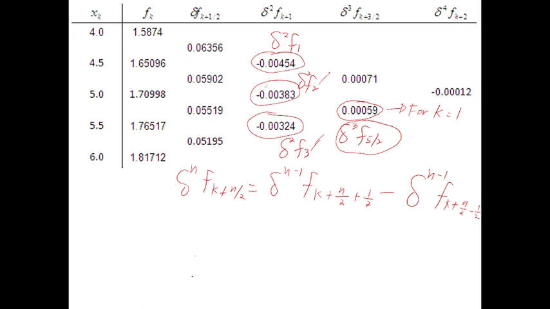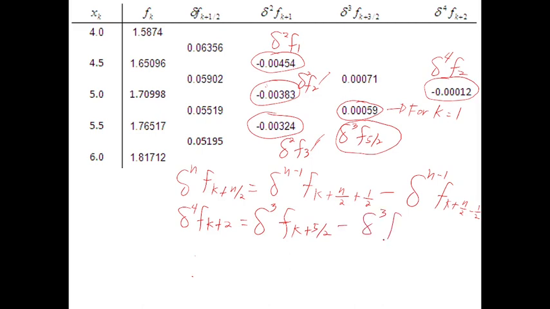Now let's proceed here. Delta to the fourth f sub k plus 2. So did we arrive with this? So this is delta to the fourth f sub k0. So that is delta to the fourth f sub 2. So if n is 4, 4 over 2 is 2. So this will become 3. K is unknown. Okay, n is 4. 4 over 2 plus 1 over 2, 5 over 2.